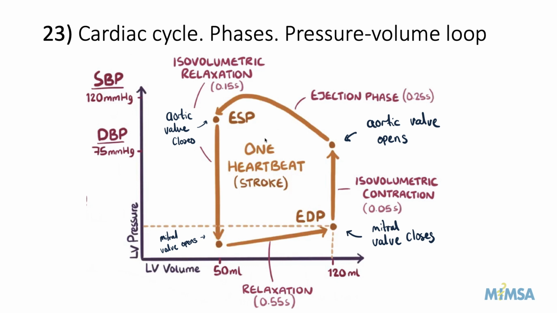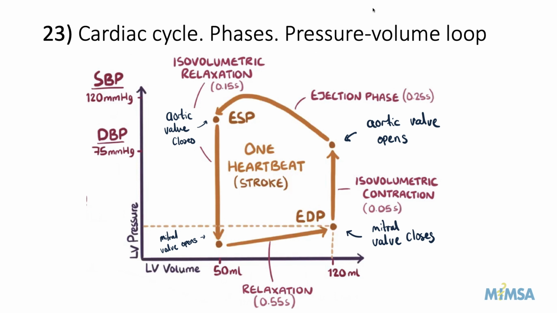The pulmonary blood goes from deoxygenated to oxygenated in the lungs. The oxygenated blood then comes back via the pulmonary veins into the left atria. The left atria then contracts and moves blood into the left ventricle, and the left ventricle then contracts and pushes blood out into the systemic circulation via the aortic valve.